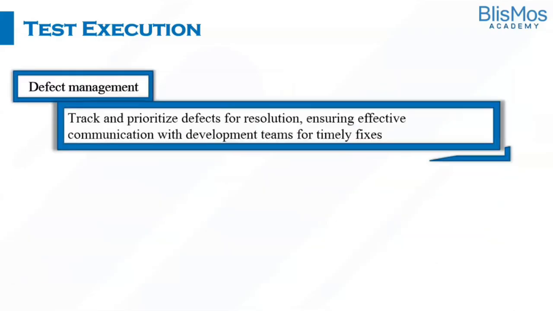So we log the defects. Why? We log the defects to say the system is not really working as it is intended to. So you have to manage the defects, you have to track and prioritize the defects and their resolution, ensuring the communication is done with the development teams. Like if you log some 1,000 defects, all of them cannot be fixed in the same release. Some of them have to be carried over to the next release. That is where prioritization comes into the picture.